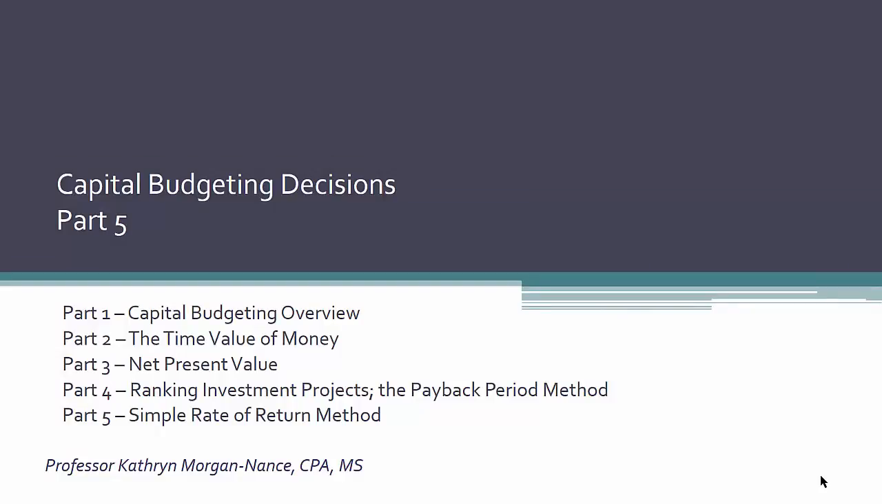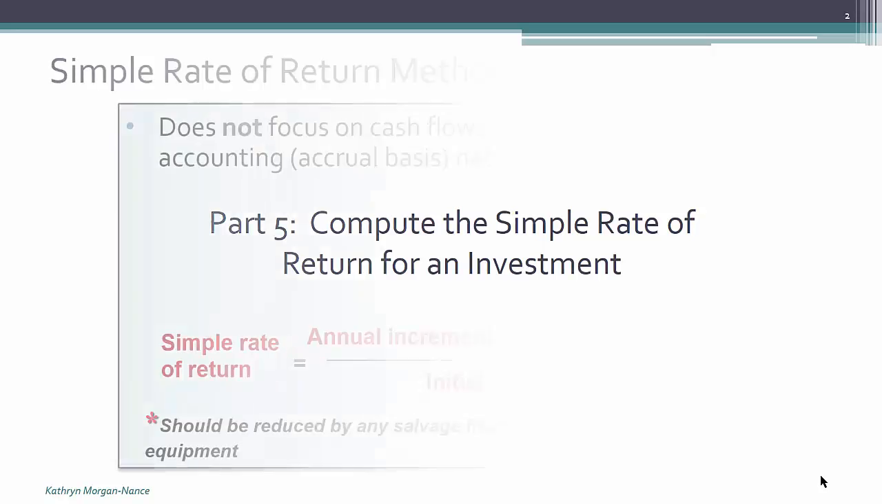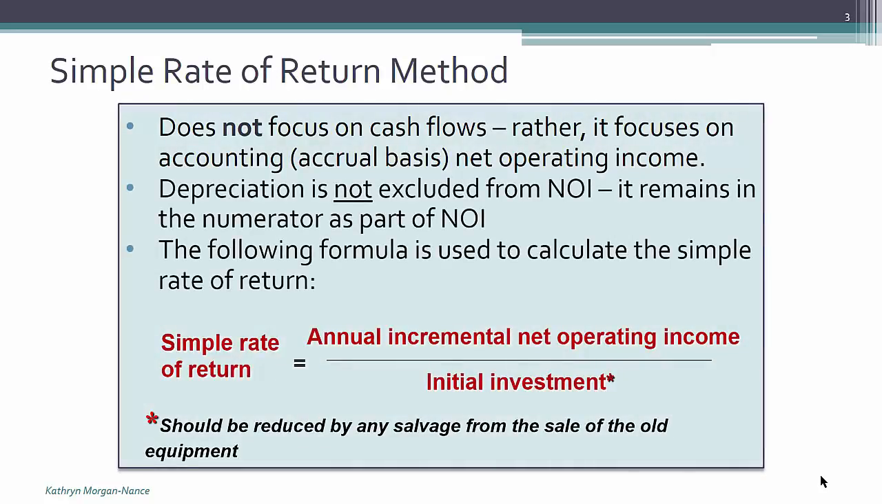In our final capital budgeting video, we will discuss how to evaluate a project using the simple rate of return method. The simple rate of return method is also known as the accounting rate of return or the unadjusted rate of return. It is similar to the ROI, the return on investment calculation you learned in a prior lesson. The simple rate of return is another screening method that does not involve the time value of money and discounted cash flows. Rather, it focuses on accounting-based net operating income.